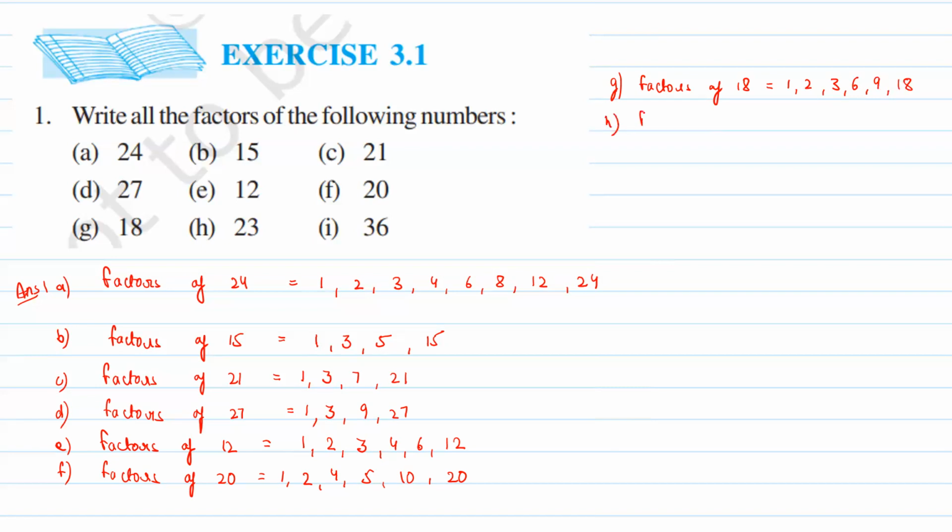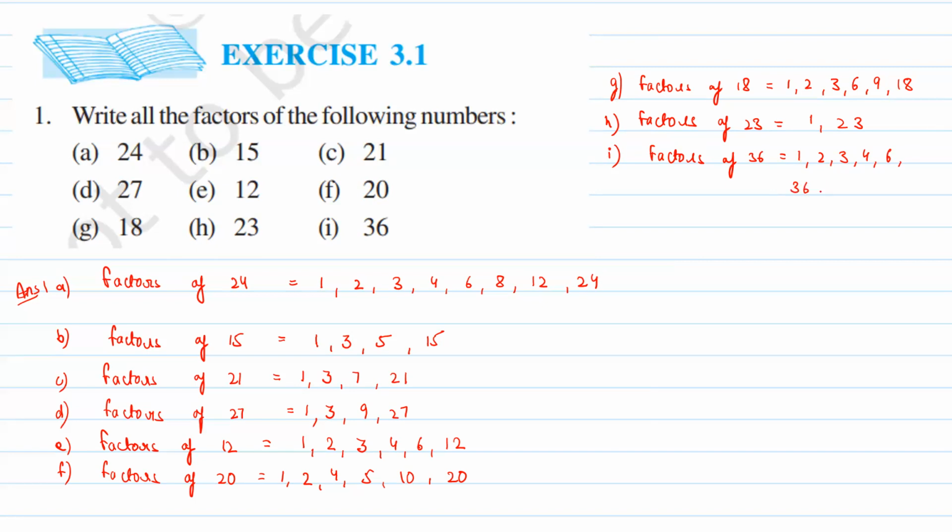Then H part, factors of 23. Okay, what will be the factors of 23 now? Only 1 and 23. That means 23 is a prime number. Factors of 36. It would be 1, 2, 3, 4, 6. Now you can see it is 1 here, so you can write 36.